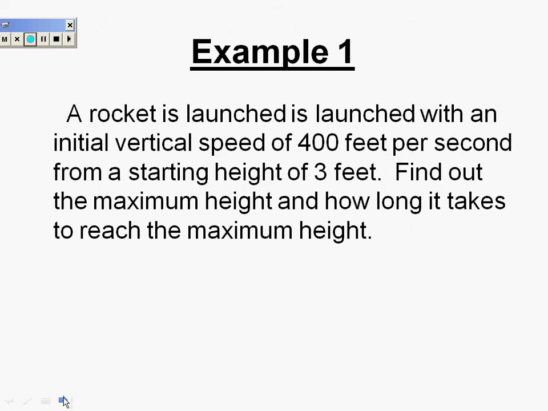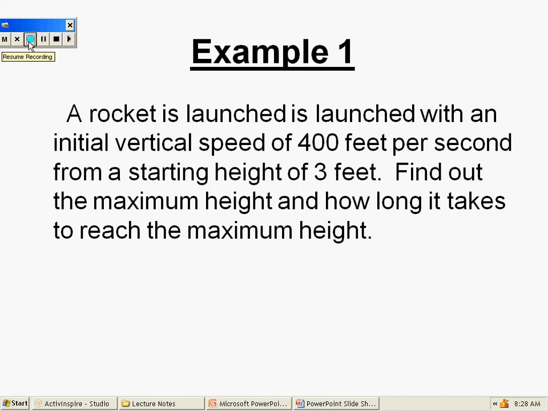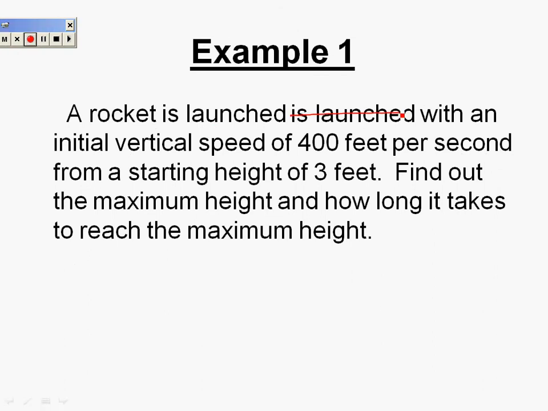All right, let's go ahead and copy down our first example problem for this. A rocket is launched with an initial vertical speed of 400 feet per second from a starting height of 3 feet. Find out the maximum height and how long it takes to reach the maximum height. So we're actually looking for two things here. So you can imagine this as like a rocket that's starting off on a tabletop. There's the table. And then we'll draw a rocket here. It's 3 feet off the ground.